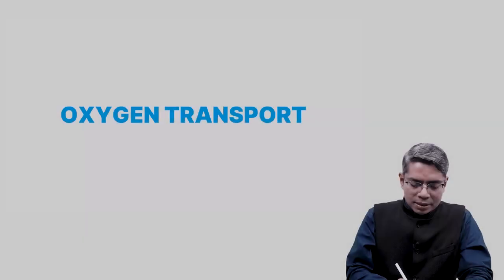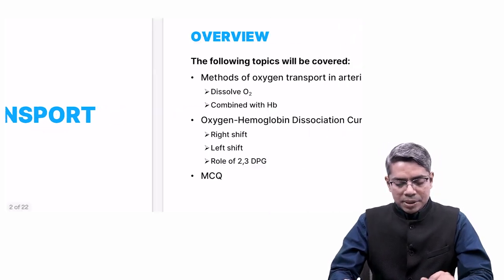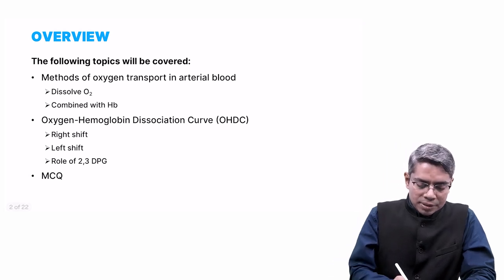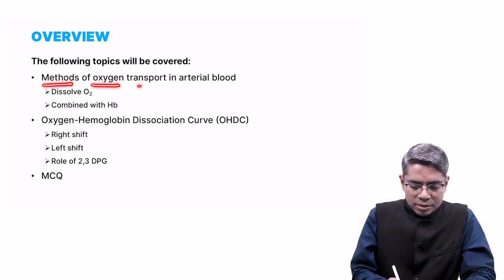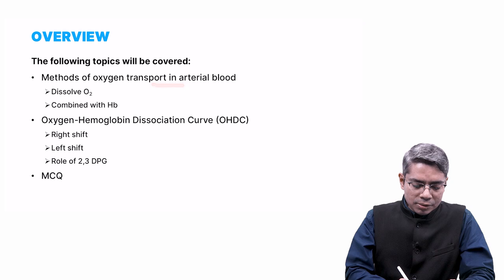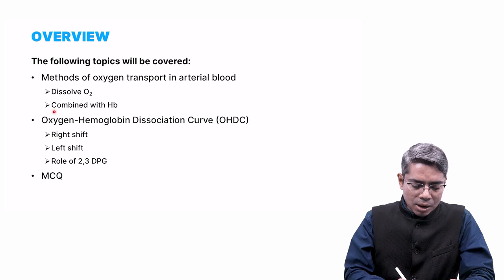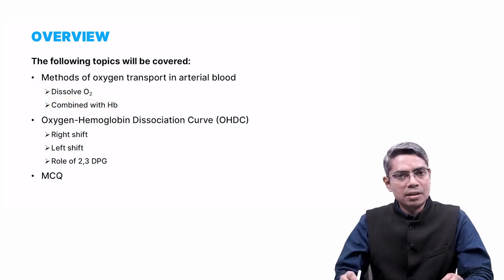Hello student, now we are going to start another chapter, that is oxygen transport in arterial blood. In this chapter we are first going to understand the different methods of oxygen transport in arterial blood, and under this session we are going to understand how to calculate the dissolved oxygen in the blood and how to calculate the oxygen combined with hemoglobin. So these are the two forms by which the oxygen transport occurs in arterial blood.